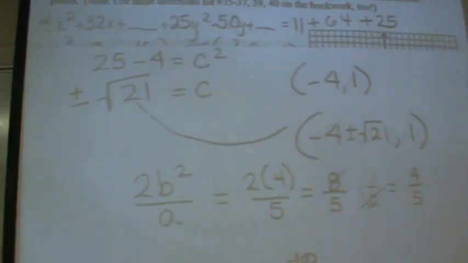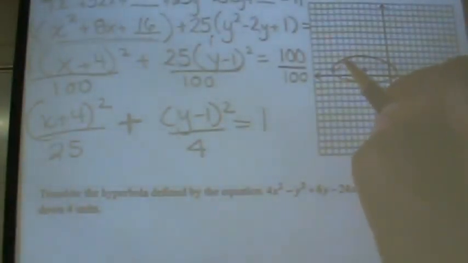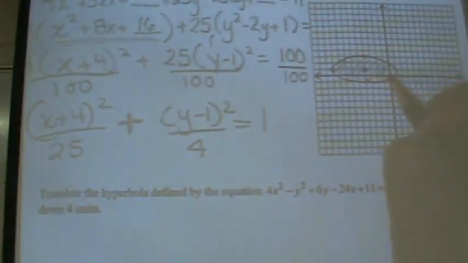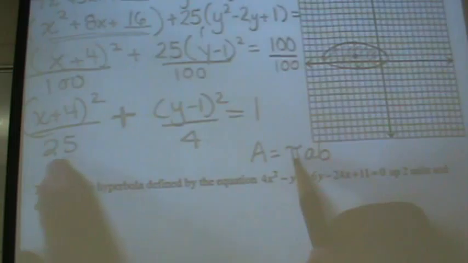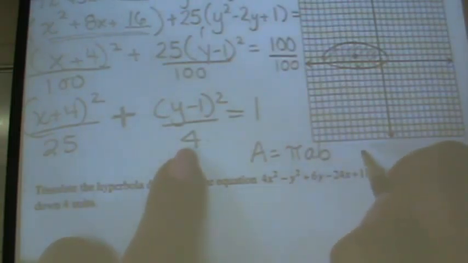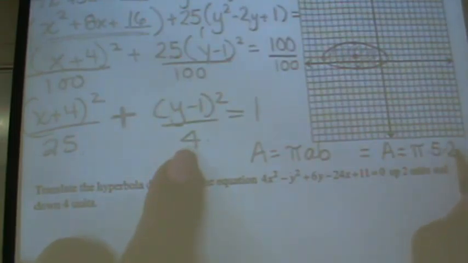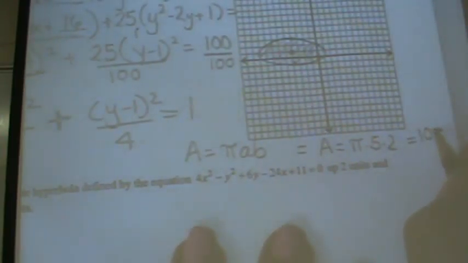Okay? What if I asked you what's the area of this? I'm just reviewing completely. Area is pi a b. So it'd be pi times 5 times 2, or 10 pi. Area is 10 pi units squared.